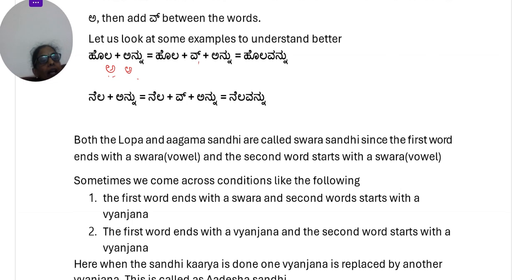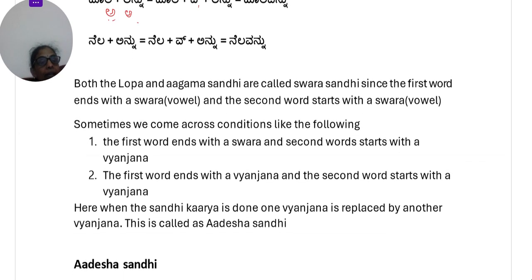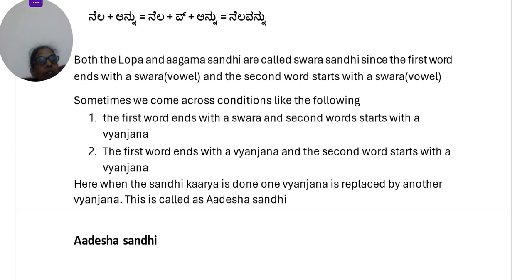Okay, so now both Lopa and Agama, as we know, are Swara Sandhis, because the first word is ending with a Swara and the second word is starting with a Swara. That is why they are called Swara Sandhi. Now, as I mentioned earlier, sometimes the first word might also end with a Vyanjana. See here, the first word ends with a swara and the second word starts with a vyanjana, or the first word ends with a vyanjana and the second word also starts with a vyanjana. Then we get the Vyanjana Sandhi.